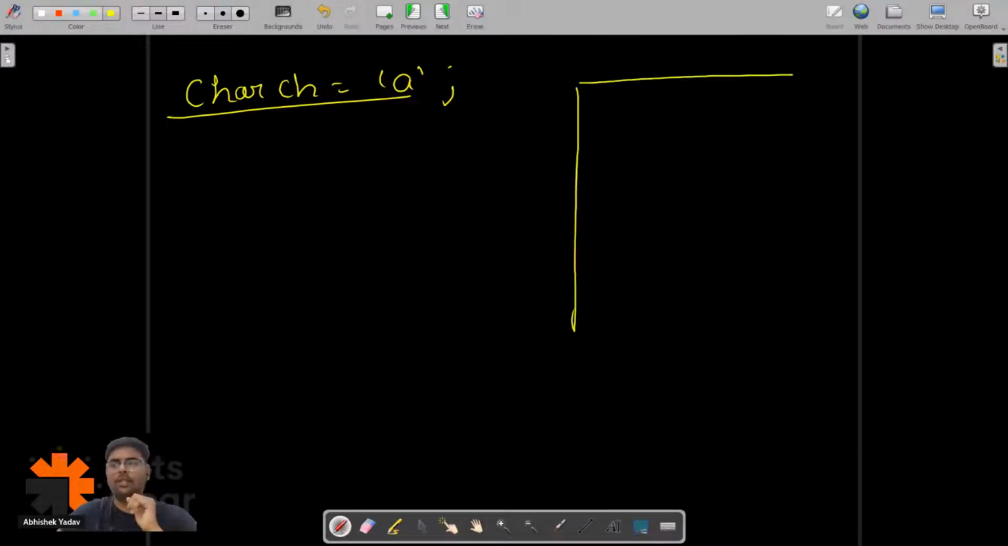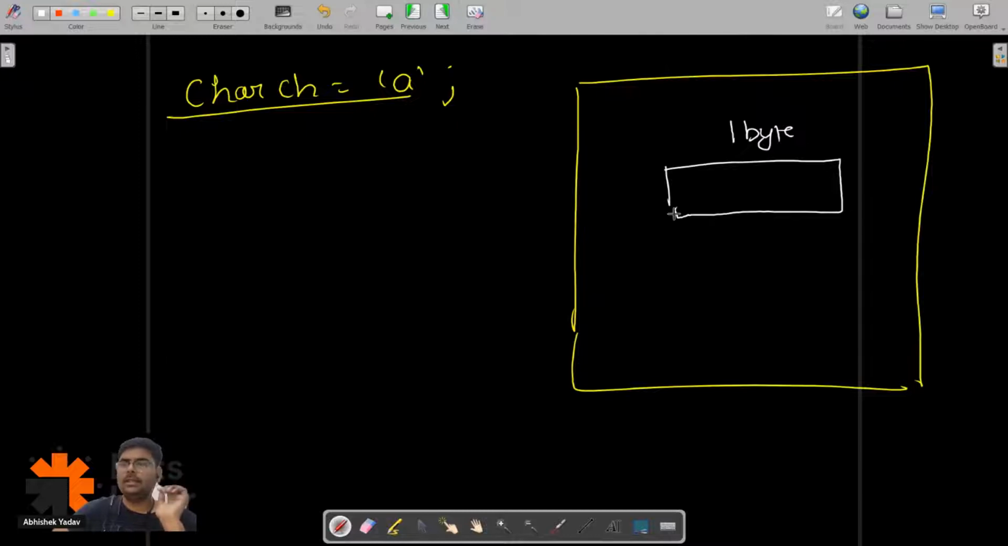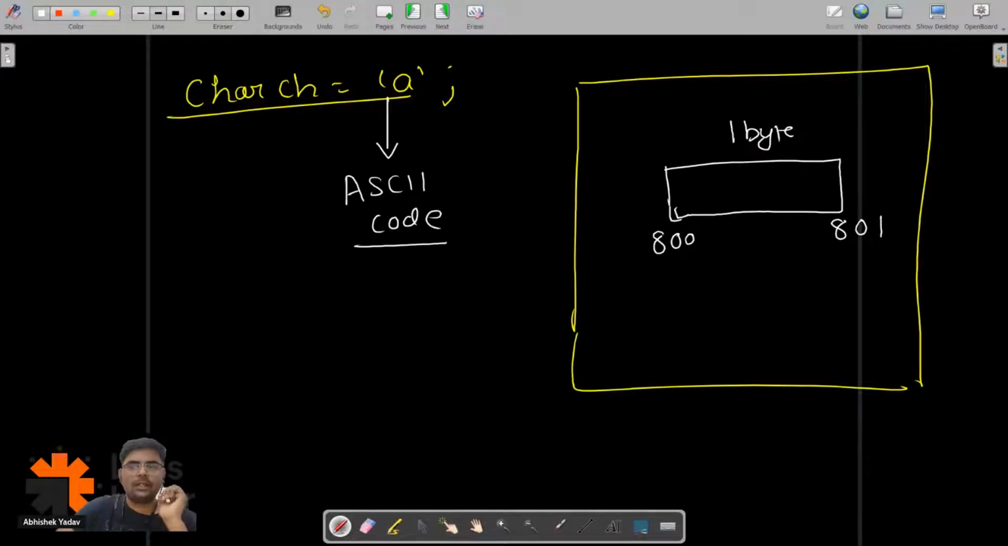You have the computer memory. In this computer memory, 1 byte will get allocated. Let's assume this is the 1 byte that is getting allocated. 1 byte means 8 bits, right? Here there will be some starting address. Let's assume the starting address is 800, and this is 801. This character data will get converted to the ASCII code. ASCII code is a decimal format value.